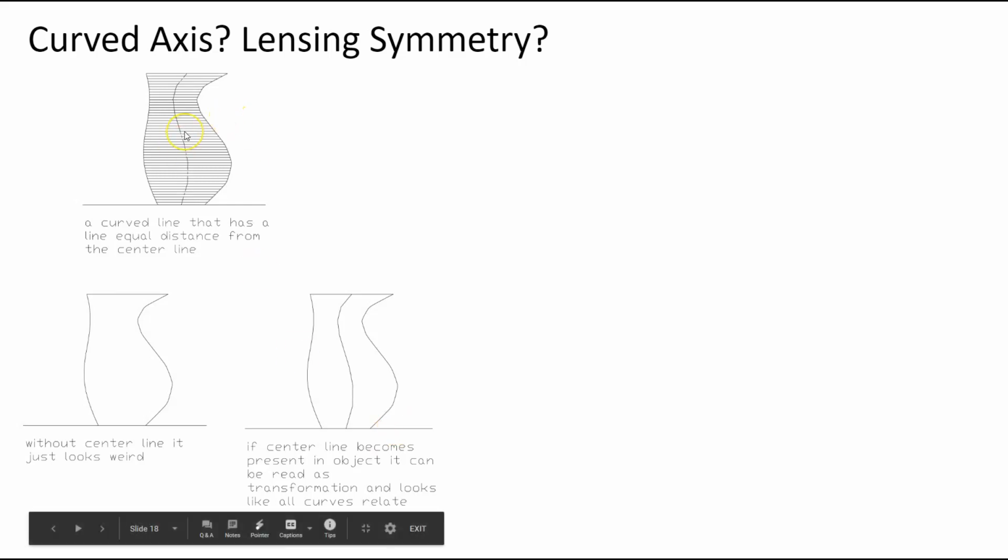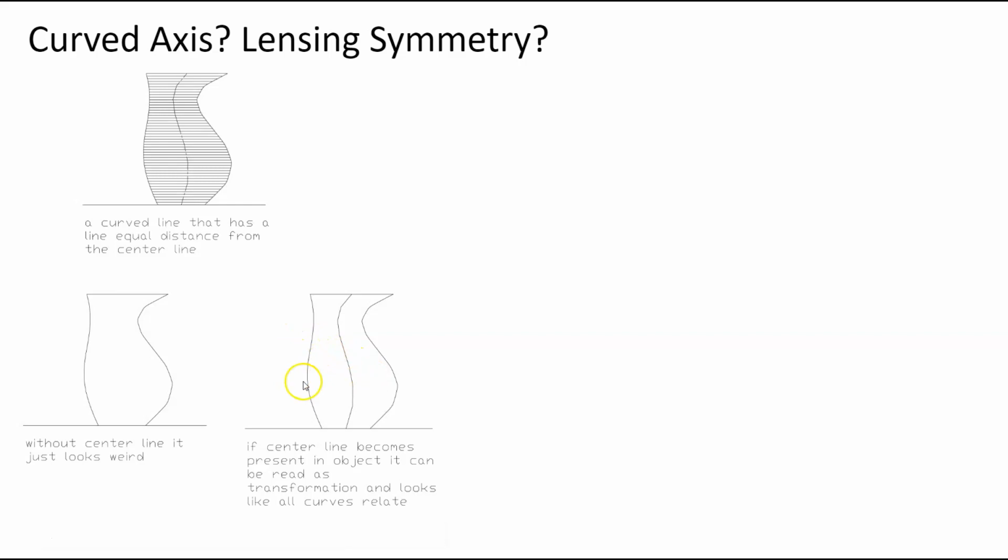If I didn't show you this, you wouldn't be able to put your finger on it, but you can visually see it and you feel it, and it makes it look interesting. And so this object is perfectly symmetrical. It's just that it has a curved axis, not a straight axis.